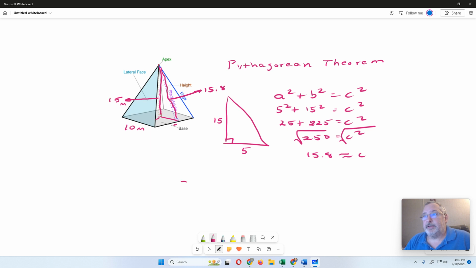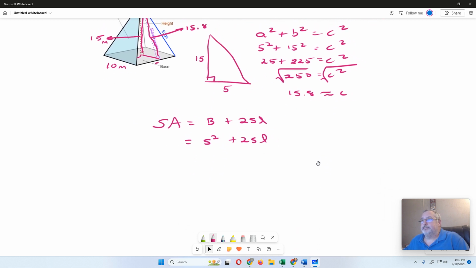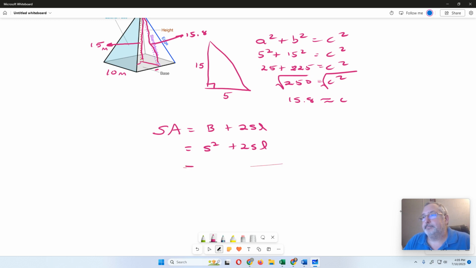Okay, so now we find surface area. The surface area formula is area of the base plus 2 times a side length times the slant height. So in this case, it's going to be side squared, since we have a square base pyramid, plus 2 times s times L. And so our side is 10, so we're doing 10 squared plus 2 times 10 times L, which is 15.8.